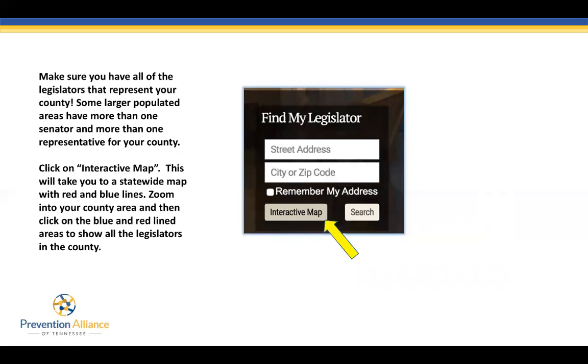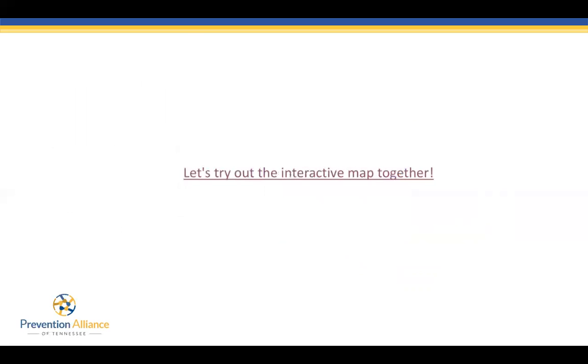Now, some of you will live in counties that have larger populations. This means you will have one or more senators, more than likely 2 senators and 2 representatives for your county. In order to find all of the elected officials that represent the county in which you live, let's go back to the Find My Legislator page and click on the interactive map. Let's try this interactive map together.